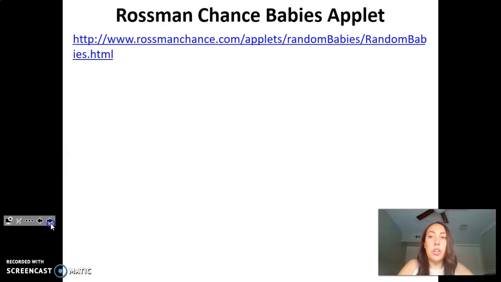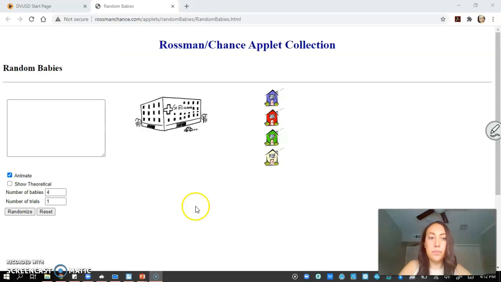So first I just wanted to show you guys an example of a simulation. All right, so what's happening in this simulation is we have 4 babies and they are trying to get to their correct home. It's random which home they go to, so we want to know on average how many babies make it to the correct home. So I'll show you one trial.